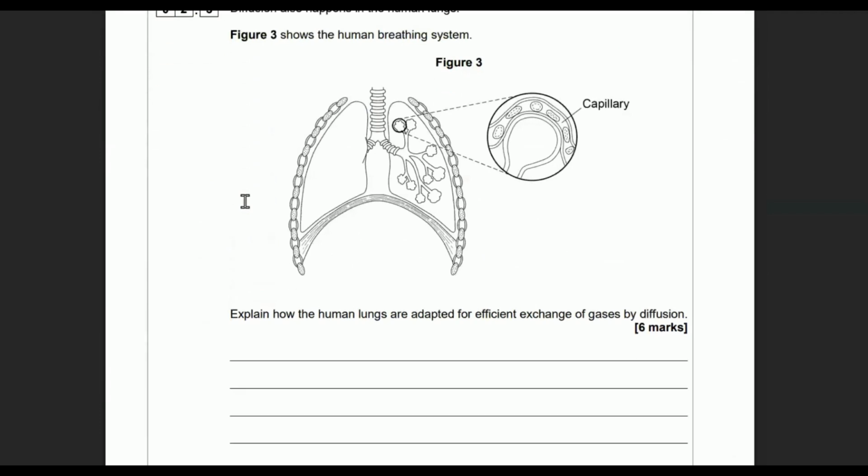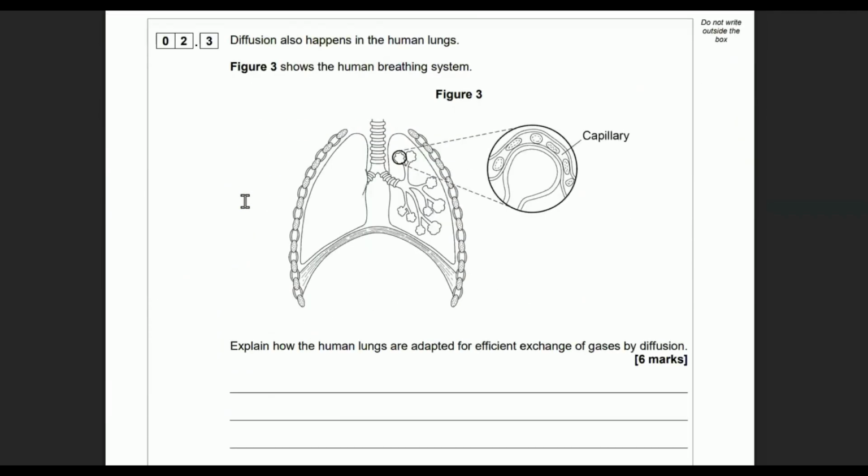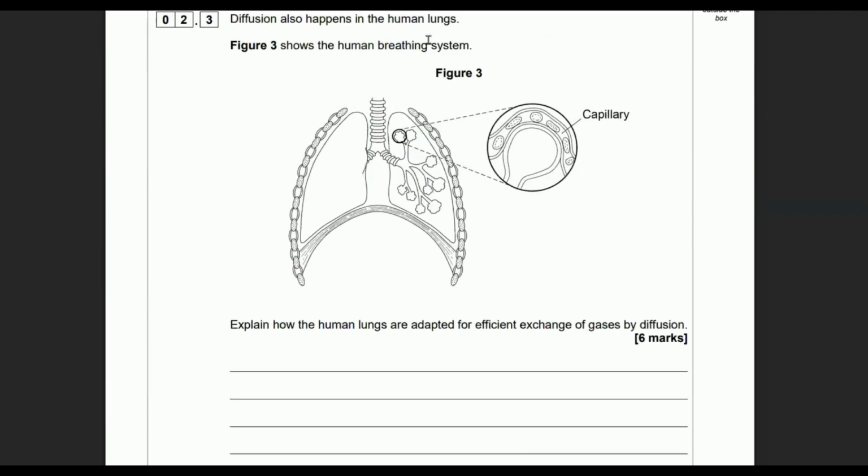2.3, diffusion also happens in the human lungs. Figure 3 shows the human breathing system. Hopefully you remember what all these structures are called. For biology, GCSE, AQA, you need to know what all of these structures are called. Explain how the human lungs are adapted for efficient exchange of gases by diffusion. So make sure you know what these are called.